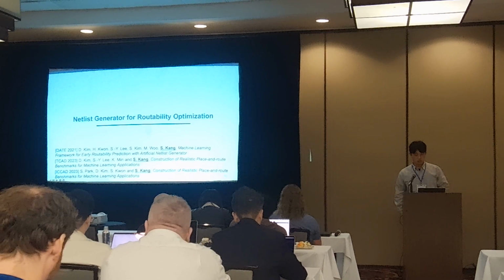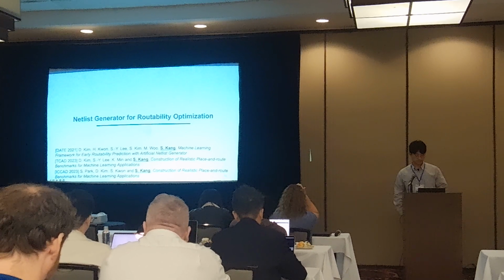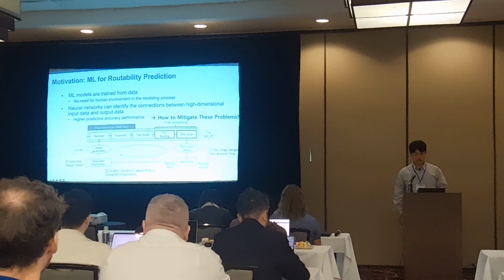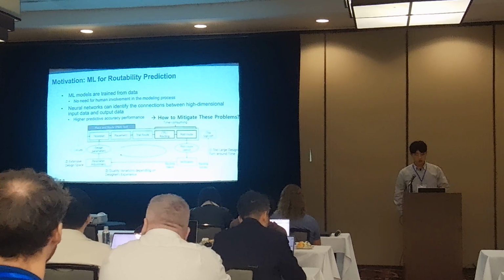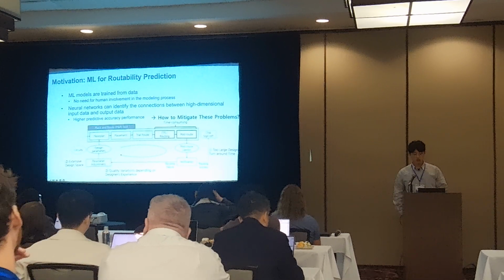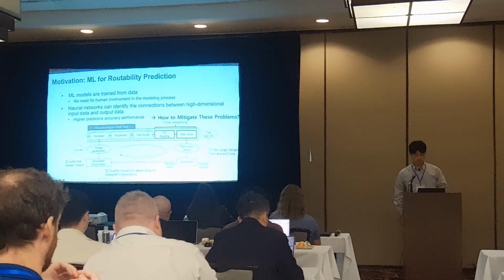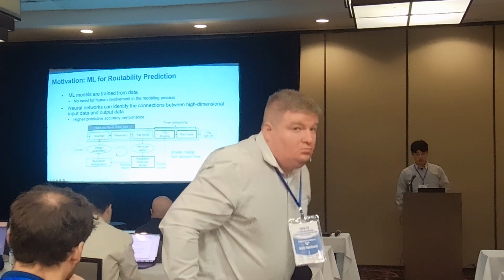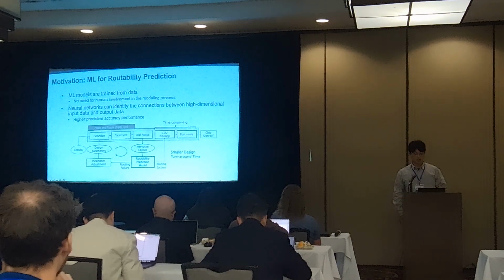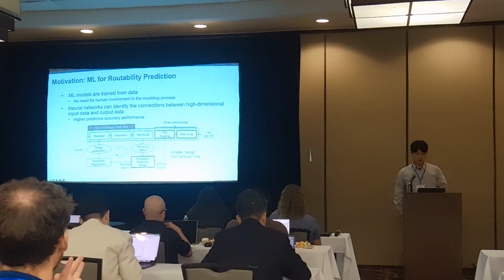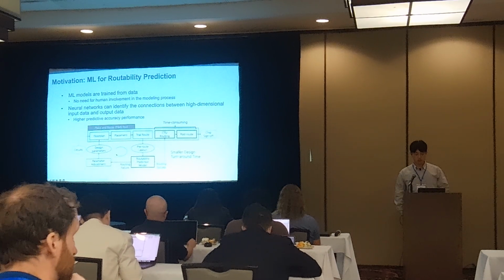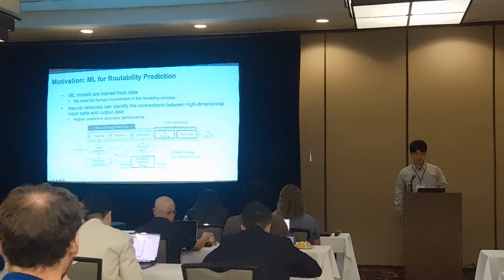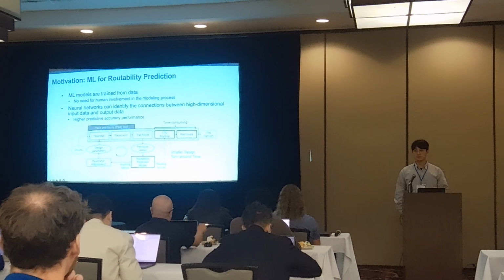The second topic is about the netlist generator for routability optimization. Routing quality is typically evaluated at the end of the physical design flow. So if routing failure occurs, more iterations are needed, leading to longer design turnaround time. ML can solve this issue by learning the relationship between routability and layout data after placement. An ML model can predict routing congestion or DRC hotspots. This allows us to reduce design time by creating a shortcut as shown here.